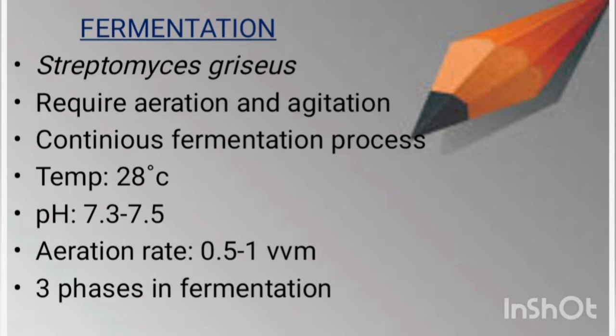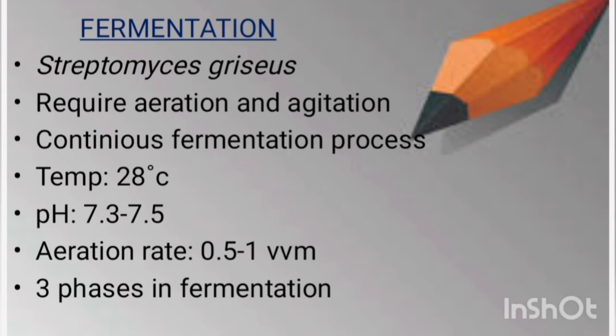Then we can move to the fermentation process. Here the inoculum used is Streptomyces griseus. It requires strong aeration and agitation. Here a continuous fermentation process is required to produce streptomycin. The spores can be produced on the medium and stored under lyophilization or as soil stocks. The optimum fermentation temperature is 28 degrees Celsius and the process completes within 5 to 7 days.